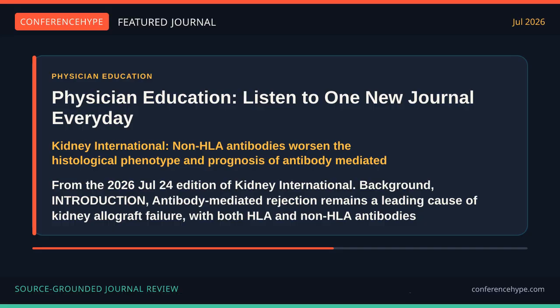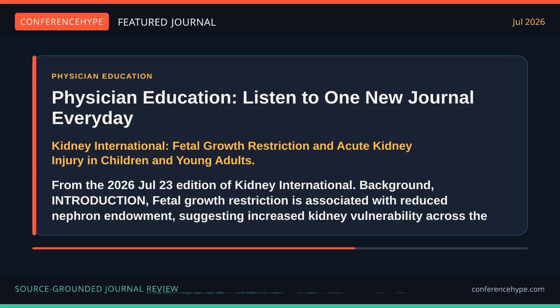Discussion: post-transplant detection of non-HLA antibodies identifies a distinct subset of AMR with more severe histology and worse graft prognosis, particularly when coexisting with HLA-DSAs. From the 2026 July 23 edition of Kidney International.